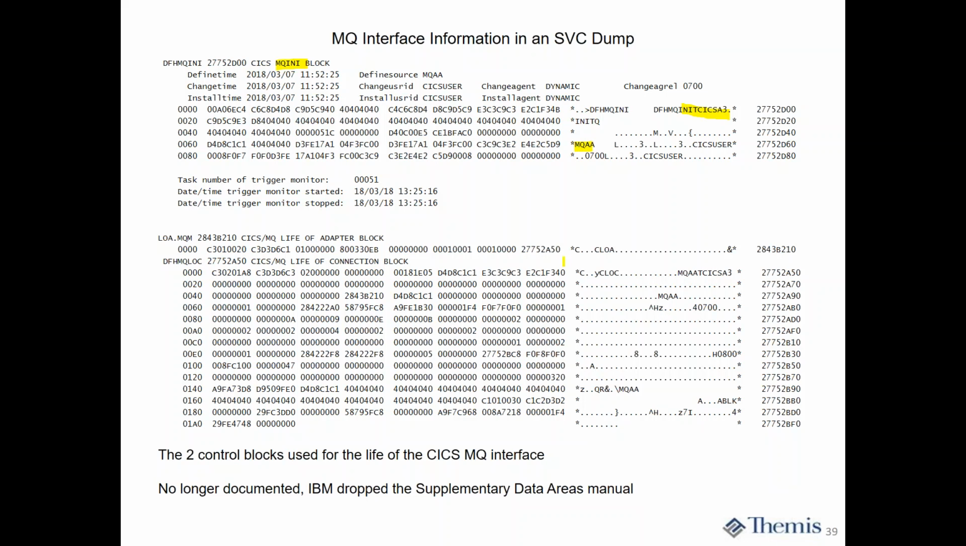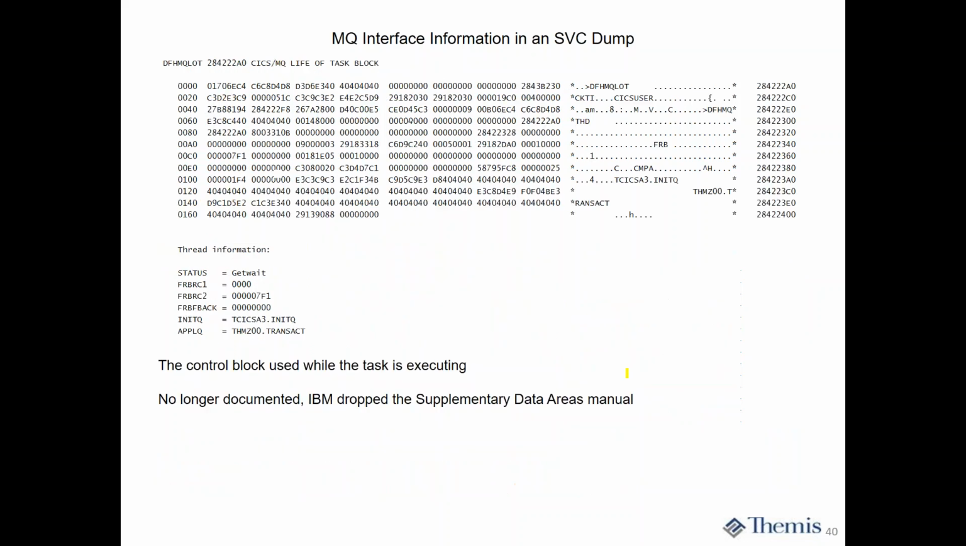The life of adapter block is next, and again, key information is there. I give you a few little displacements in there that still kind of exist. The life of task block is kind of documented. Again, it was documented in the supplementary data areas. Pretty much everything is still true to form. This is similar to the DB2 life of task block, which is actually documented. And again, you can see the LOT.